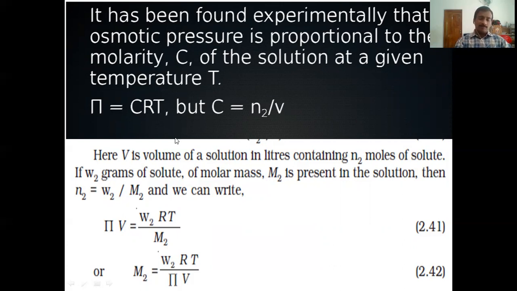And here, what is the aim of colligative property measurements? It is to determine the molecular mass of an unknown solute. So we have to derive an equation which relates osmotic pressure and molecular mass. Pi is equal to CRT. From this equation, it is possible to derive. You know, N2 is equal to W2 by M2. So when you substitute it, you can see pi V is equal to W2 by M2 times RT, or M2 is equal to W2 RT by pi V. It is a useful equation to find out the molecular mass of an unknown solute.